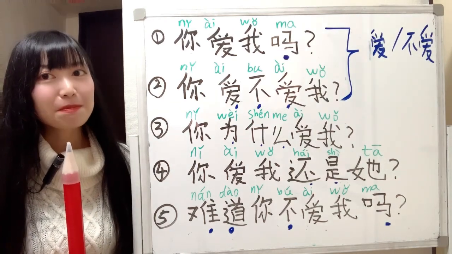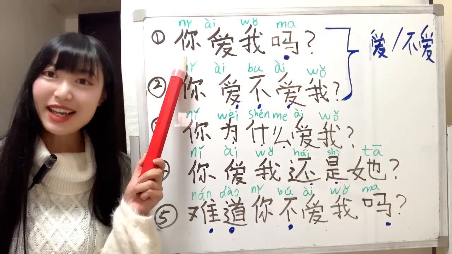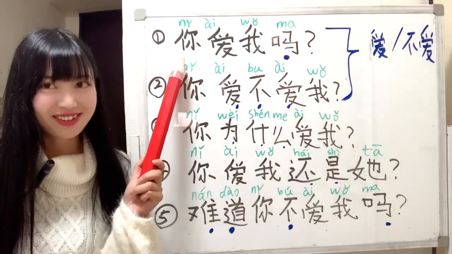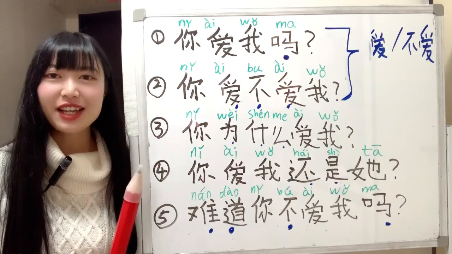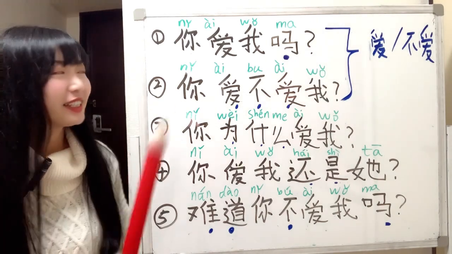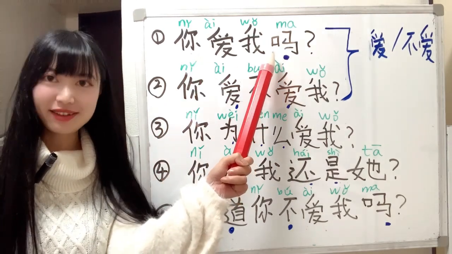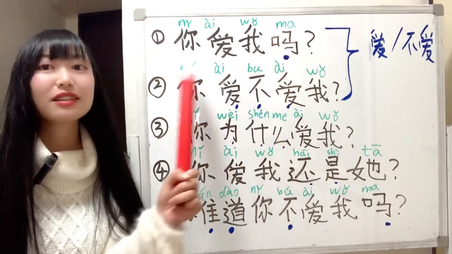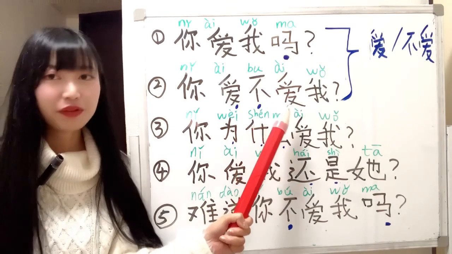The most basic question is yes or no question, right? Okay, there are 2 types of yes or no questions in Chinese. One is the question with ma in the end. And another one is verb, 不 verb.